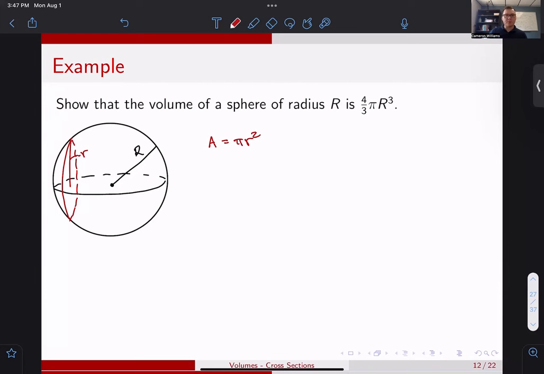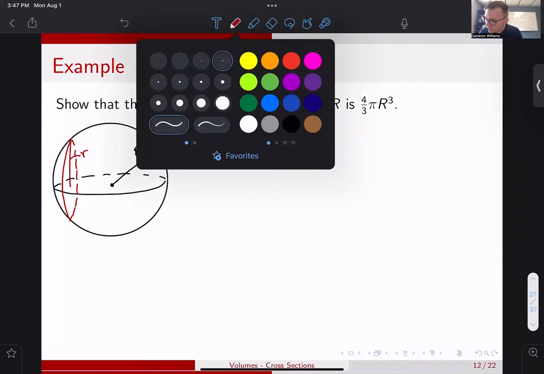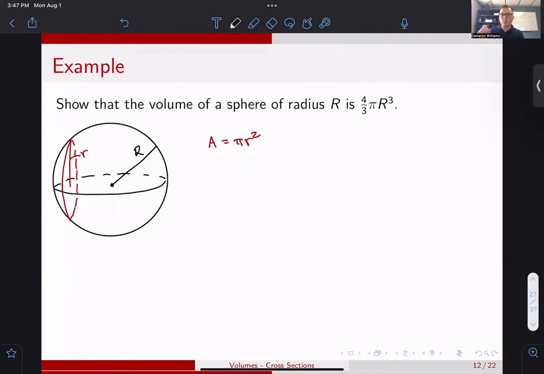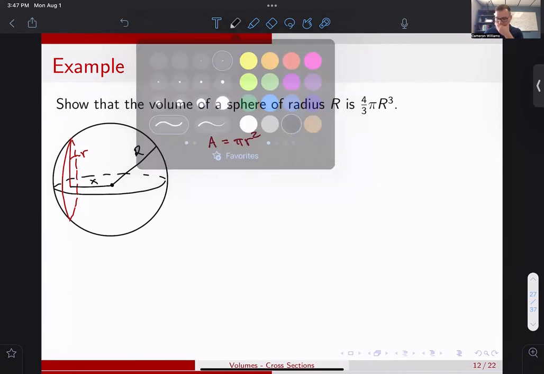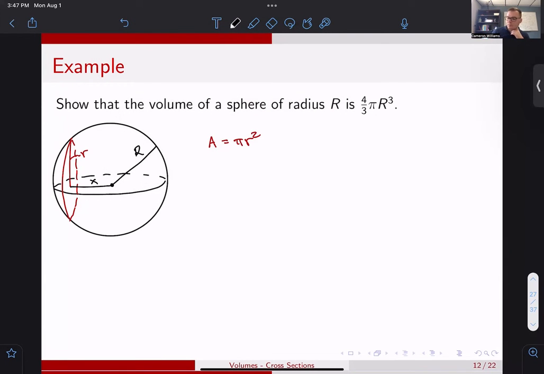But that's not in terms of x. So what does x represent in our drawing? X represents where our cross section is located. So here, this distance represents x. So we need to somehow come up with a relationship between r and x and maybe some other variables, some other constants. Well, to do that, there's actually a right triangle hiding right there.